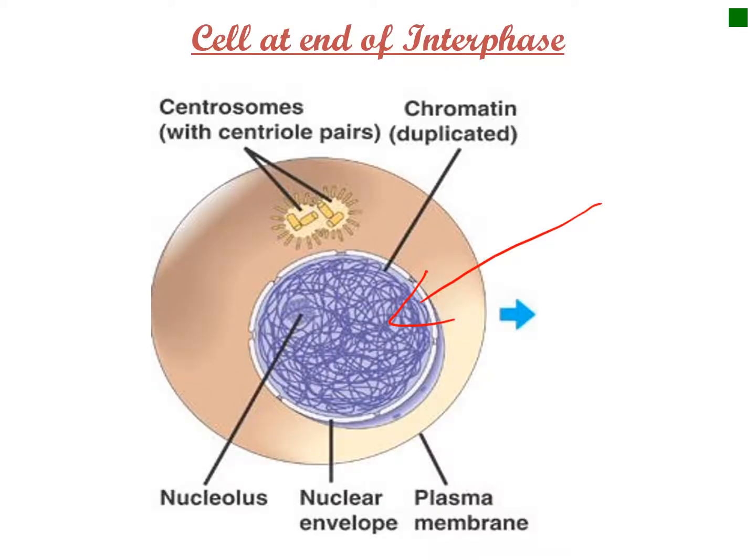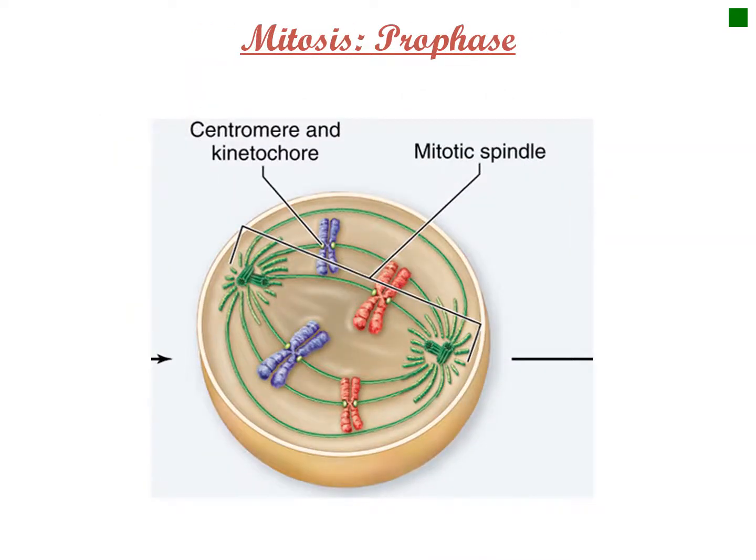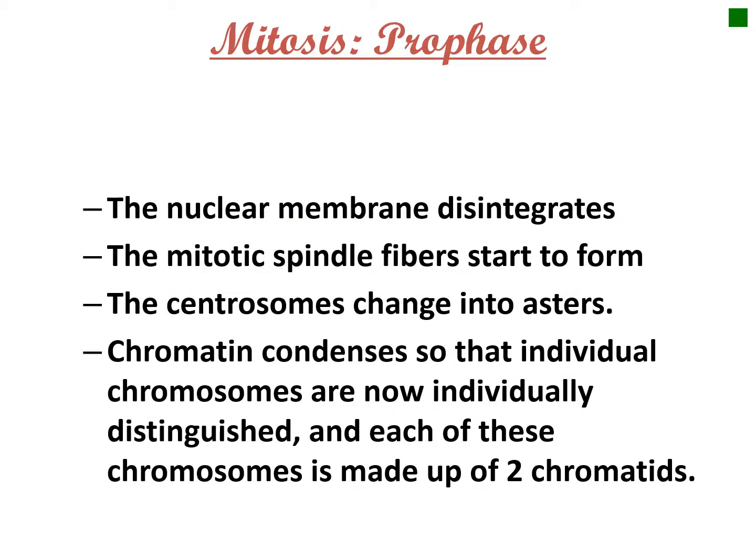So this is the cell at the interphase, where we have the chromatin form. Here we have the centrosome that will change into asters, the nuclear membrane, and the nucleolus. So in mitosis, first we have interphase, the preparation. Second, we have prophase. Prophase is where chromosomes are composed of two chromatids. Centrosomes are going to change into asters. Spindle fibers start to form. The nuclear membrane disintegrates, and the chromatin condenses, as I said, into chromosomes, each made of two chromatids.